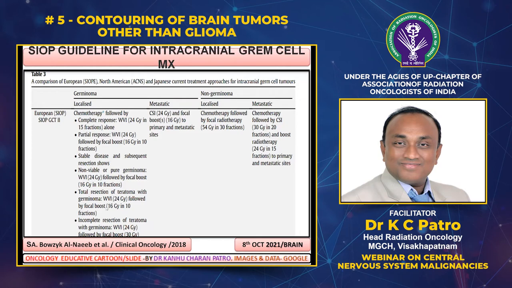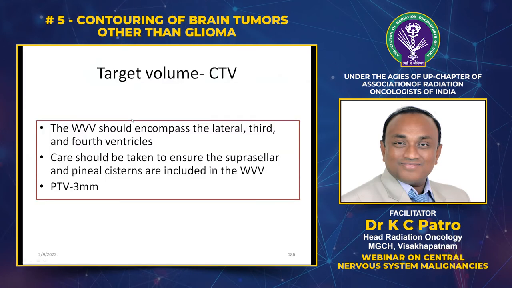So there are other versions, but in germinoma, the role of whole ventricular radiotherapy is there. So what should be the target volume for whole ventricular radiotherapy? The whole ventricular radiotherapy should encompass the third ventricle, lateral ventricles, and fourth ventricle.